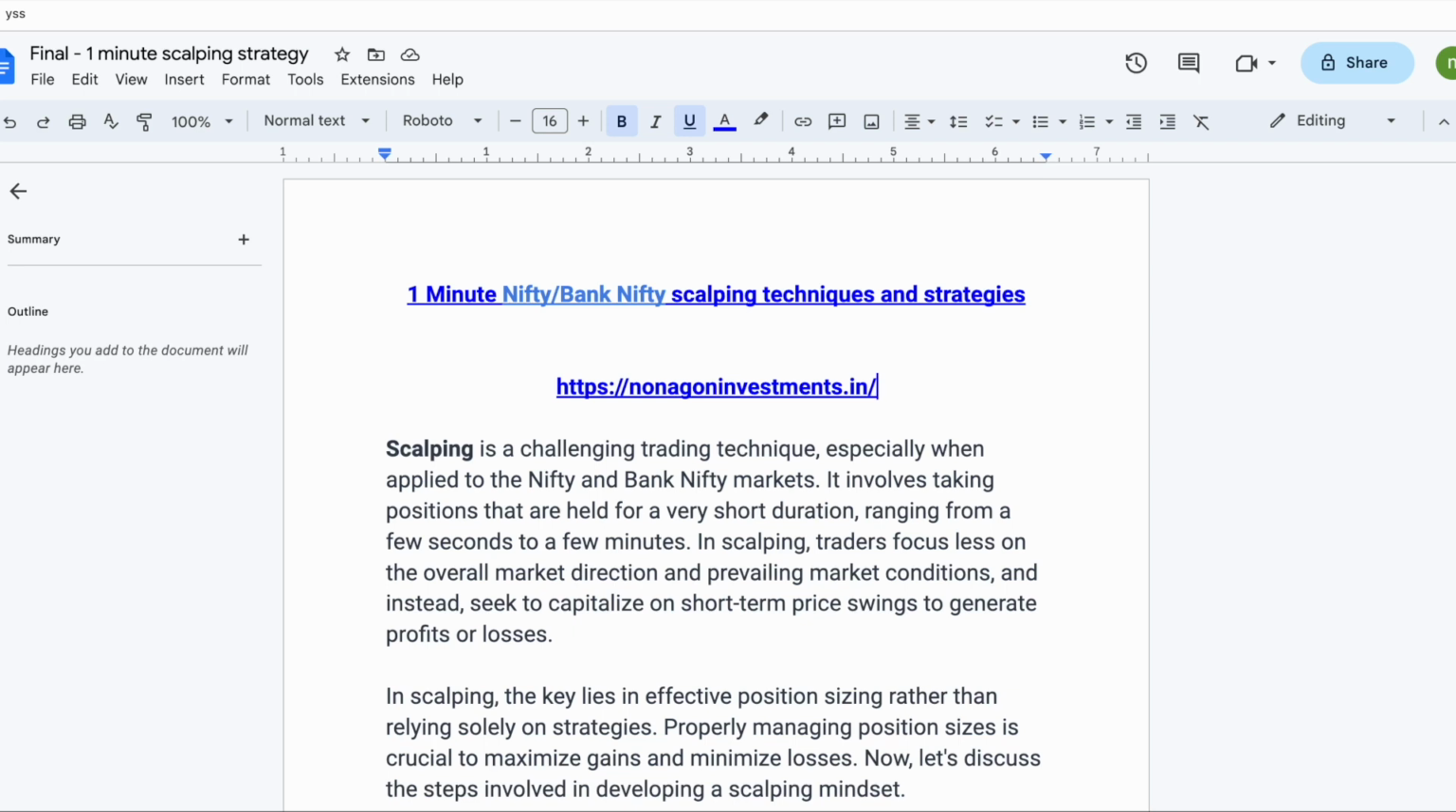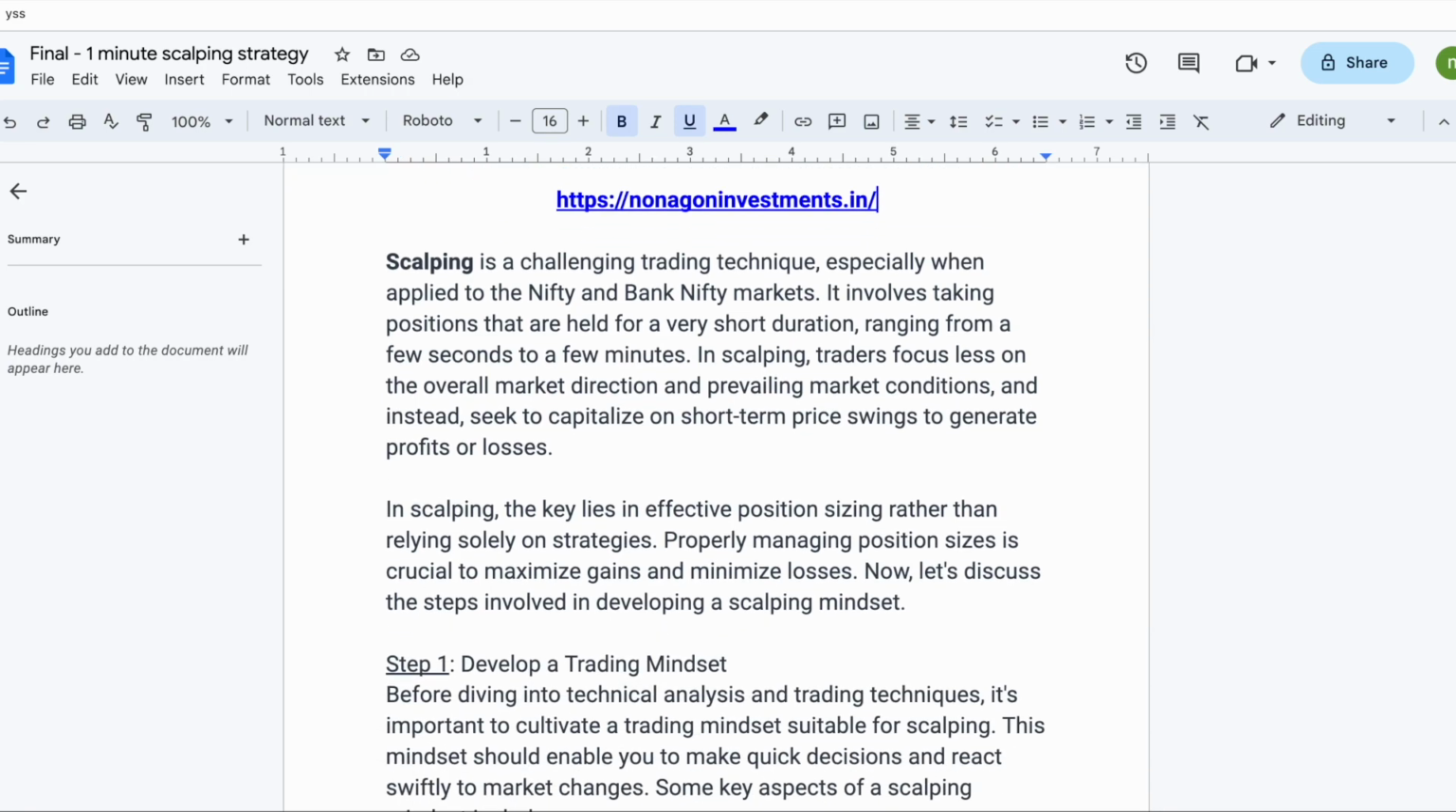So scalping is a challenging trading technique, specifically when applied to Nifty and Bank Nifty markets. It involves taking positions that are held for a very short duration, ranging from a few seconds to a few minutes. In scalping, traders focus less on the overall market direction and prevailing market conditions, and instead seek to capitalize on short-term price swings to generate profits and losses.